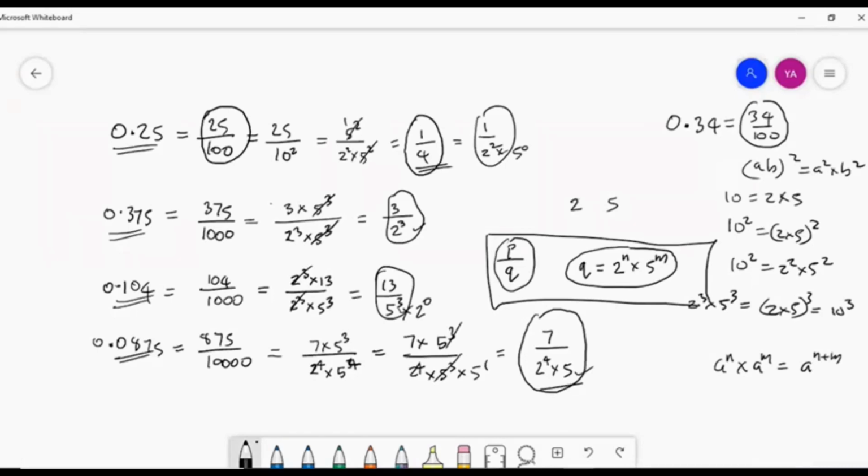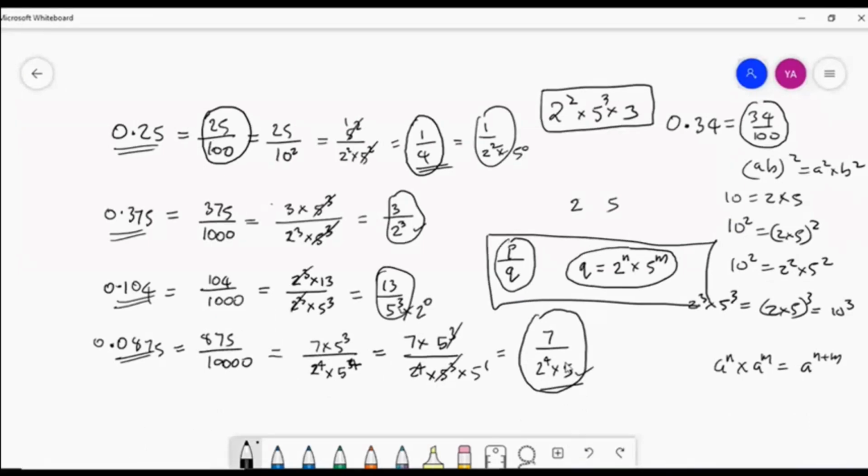In the prime factorization of the denominator, if suppose for example 2 square into 5 cube into 3 or something, then that's the opposite case. We have a special theorem for this, which we'll study today itself. Anyhow, in this example, since the denominator is not in the form 2 raised to n into 5 raised to m, the decimal form will not be terminating.